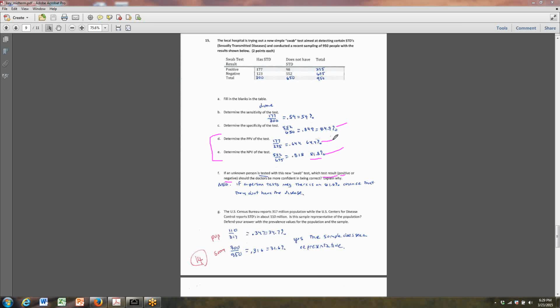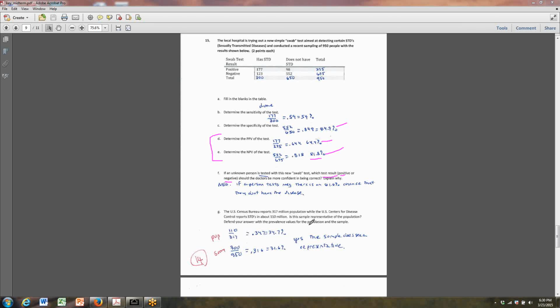And then in Part G, it says the U.S. Census Bureau reports that 317 million population, while the U.S. Centers for Disease Control reports STDs in about 110. So the population is 317 million. According to this, the CDC reports STDs in about 110 million. Is this sample representative of the population? Defend your answer with the prevalence values of the population of the sample.